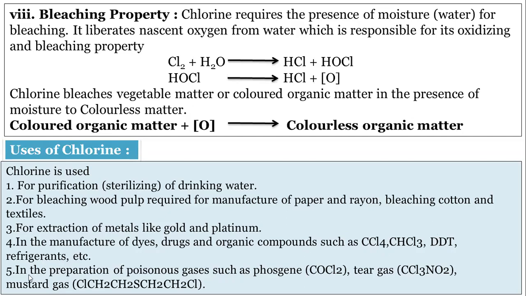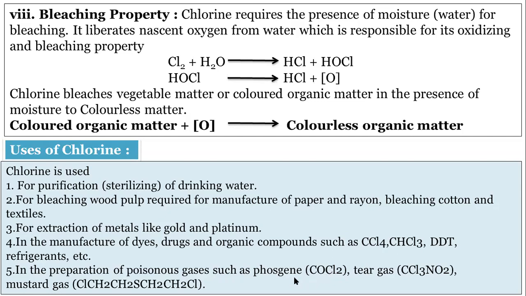Next, it is also used for the preparation of poisonous gases such as phosgene gas. These are very dangerous gases used in war conditions. When there is war or when there are riots, these gases are used. Phosgene is a poisonous gas. This is asked in the examination for 1 mark.